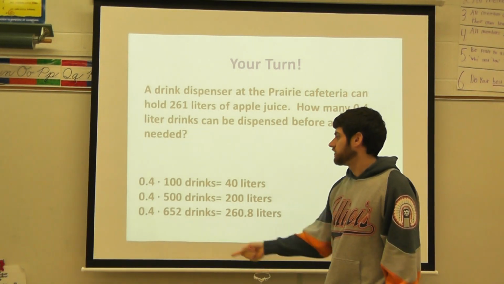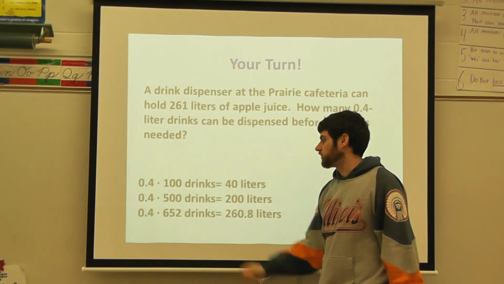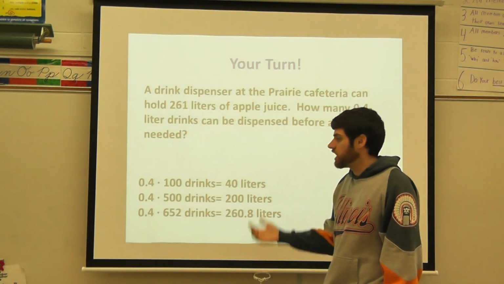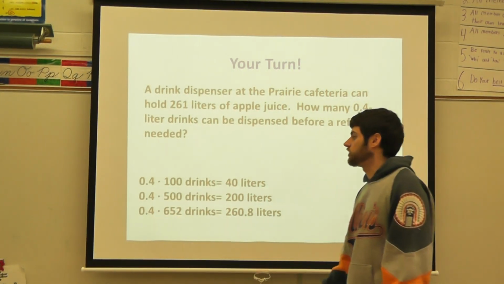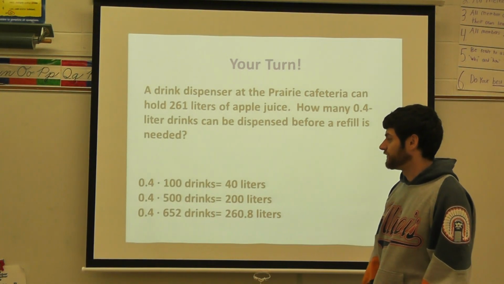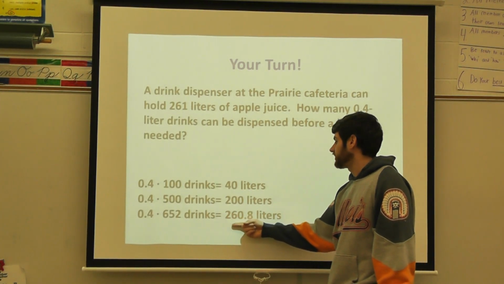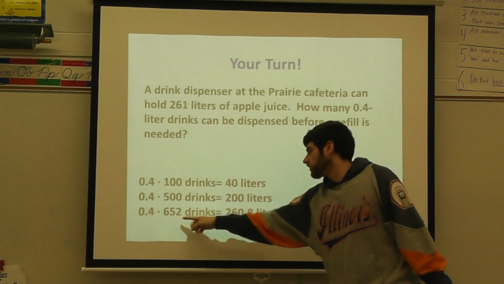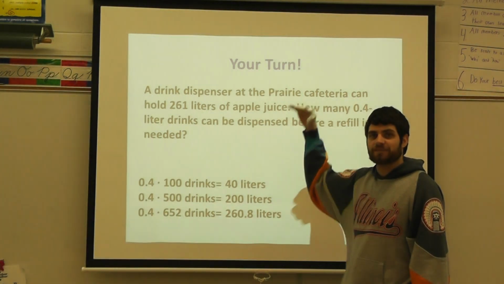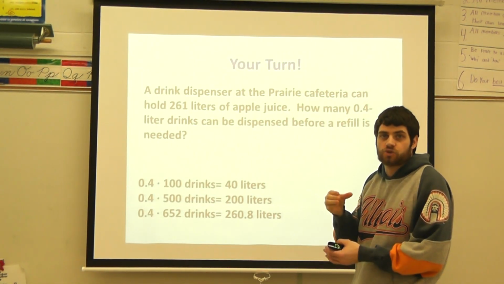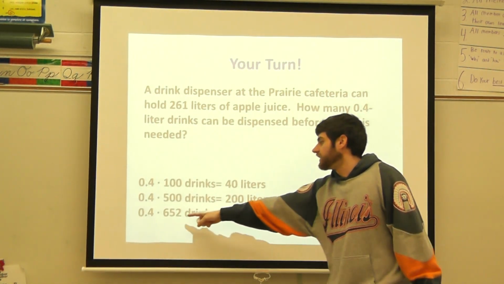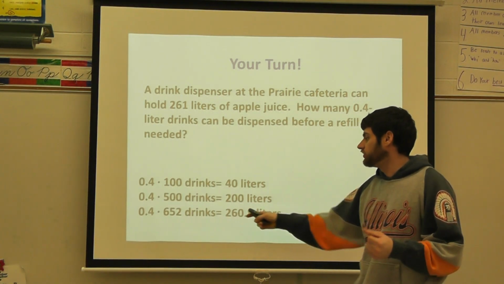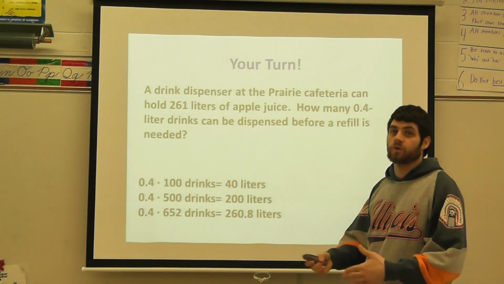Then I got to thinking, what about 500 drinks? 0.4 times 500 got me 200 liters. So I knew I was kind of close, but I still had to go up a little bit more. Eventually I found out that 0.4 times 652 drinks would take me to 260.8 liters. The reason I couldn't get one more drink is that another 0.4 would take me over. I would only have half of a drink, not a full drink. So there are 652 drinks I can make, using 260.8 liters, before I would need a refill.